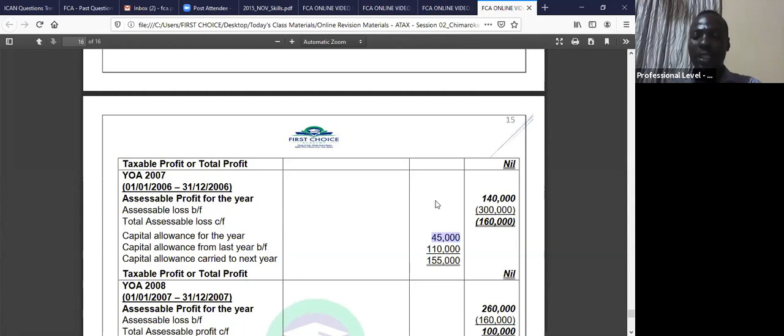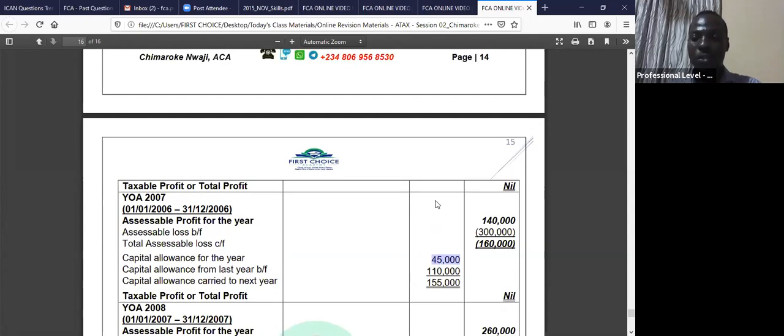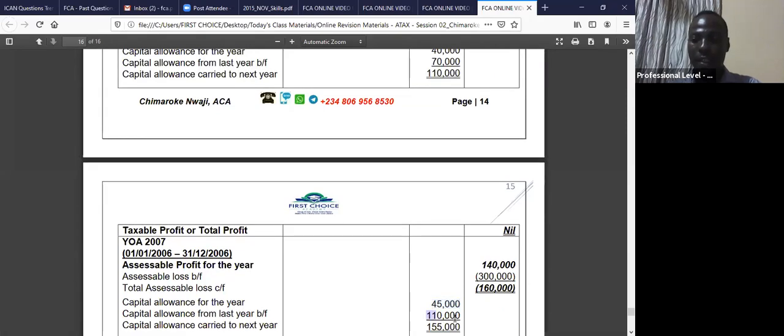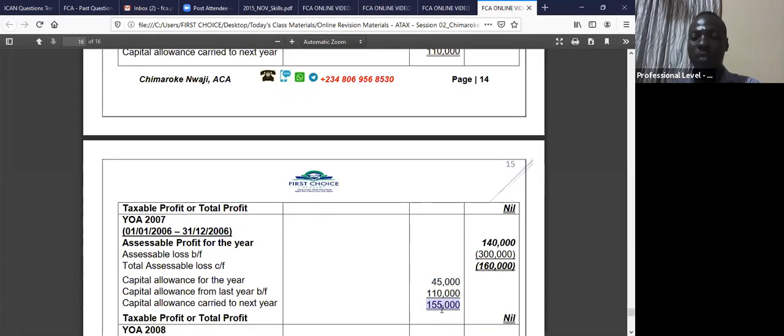The one of last year, which you carried forward to this year, this one here, you brought it down here, is this. So when you add it, it is 155. So you cannot relieve it from the loss here. And so your total profit is nil because you have a resultant loss.